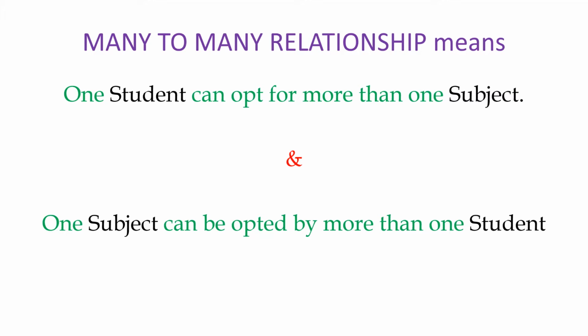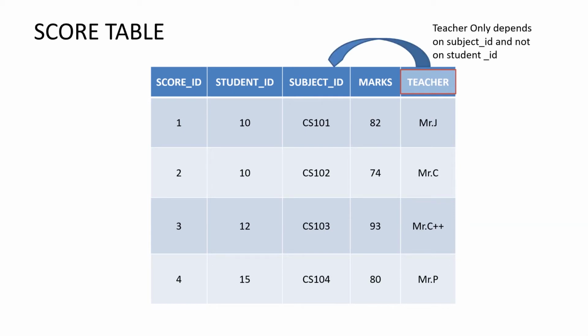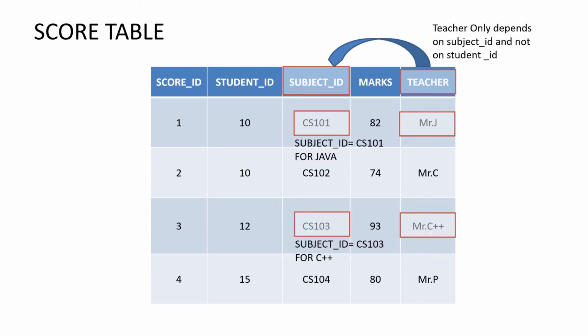Both can be considered. Now consider the score table. In the score table, there is one attribute called teacher. This teacher attribute belongs to the subject ID only. How? If I type the subject ID as CS101, then I will find that Mr. Java, Mr. J is the professor. And if I type the subject ID as CS103, then I find Mr. C++ is the professor for that subject. So always the teacher attribute will be dependent on the subject attribute but not the student attribute.